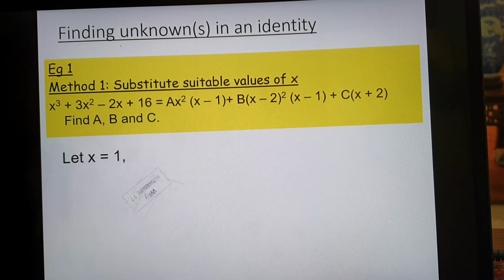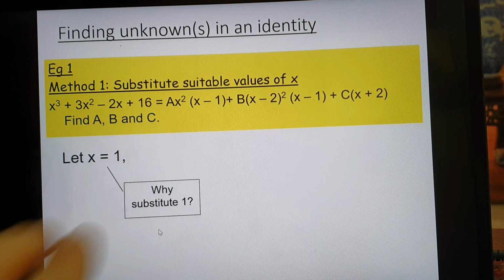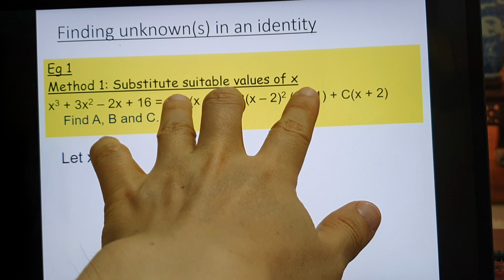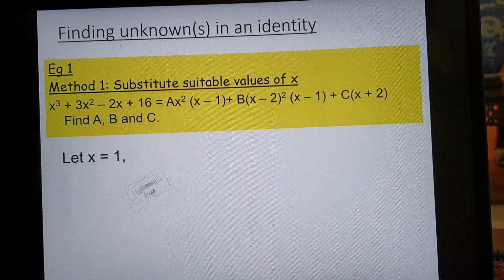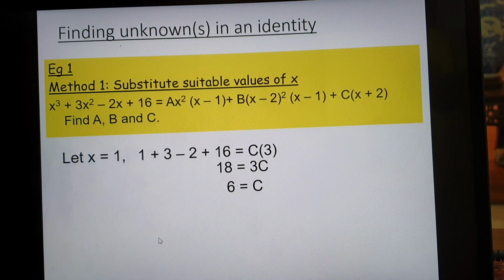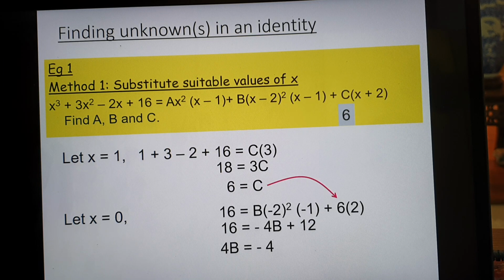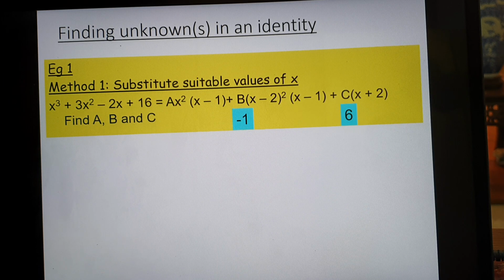So you put in 1. Why put in 1? It is to make this unknown disappear, make this unknown disappear, so you can find C. Okay, I just quickly run through. I think the only problem you have is in terms of algebraic manipulation. Some of you are careless, that's why you couldn't get the answer.